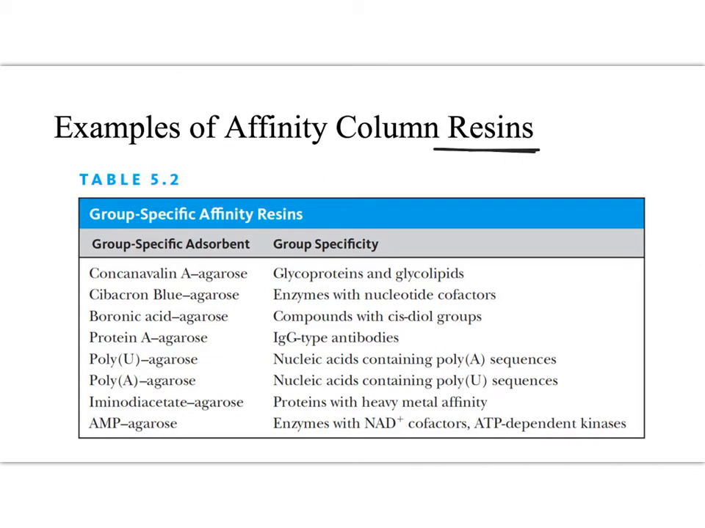And so you don't need to know all of these substances, but this just shows you an example. If you're trying to get glycoproteins and glycolipids to separate out, you would use this substance, which is referred to as concanavalin A agarose. That would be in your column. Whereas if you're trying to bind or separate out proteins with heavy metal affinity, you would use this aminodiacetate agarose as your substance in your column.